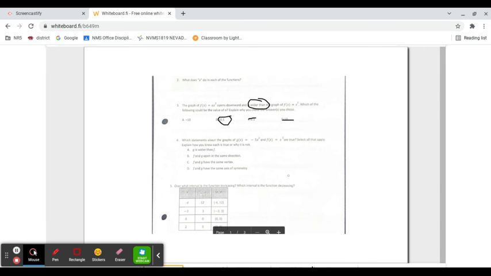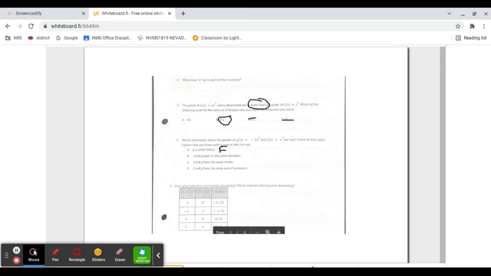Okay, I'm going to talk through number 4. I am going to write whether it's true or false, but you're just going to have to listen to my reasoning. Which statements about the graph of g of x equals negative 5x squared and f of x equals x squared are true? G is wider than f. That is false because g has a bigger number. G has a 5 and f has a 1 as a. So that is false. It would actually be narrower.